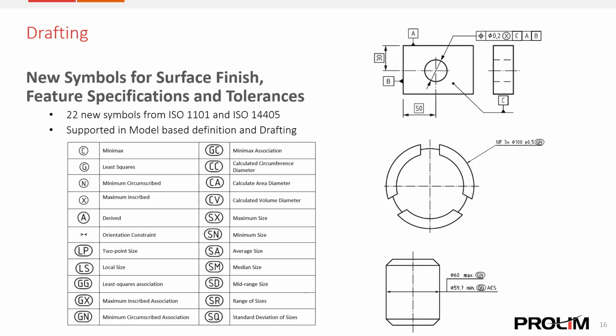So for the drafting updates, I only have one slide for this. Some more drafting updates will either be in part 2 or part 3, and they just have more to do with the other new features inside Solid Edge 2021. So be on the lookout for those. But we do have new symbols for surface finish, feature specifications, and tolerances. So 22 new symbols from ISO 1101 and ISO 14405, and it's also supported in model-based definition and drafting.